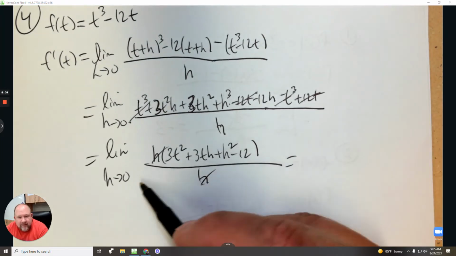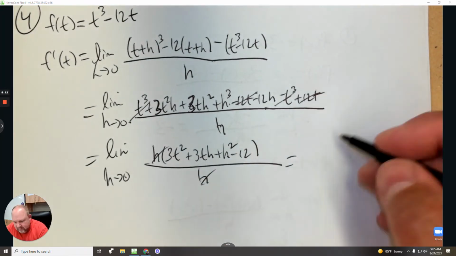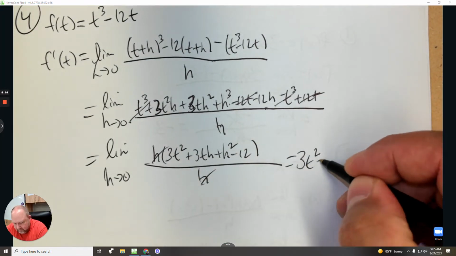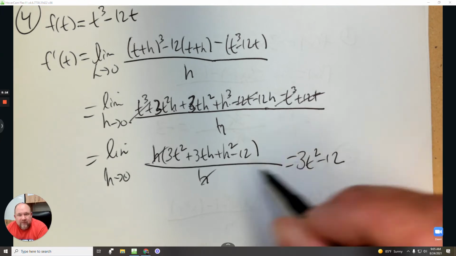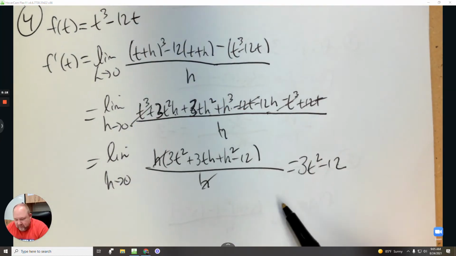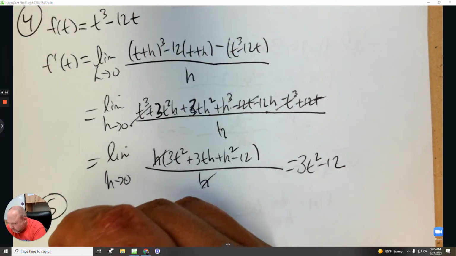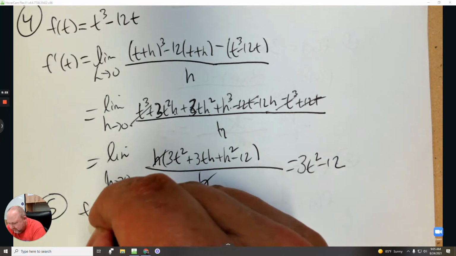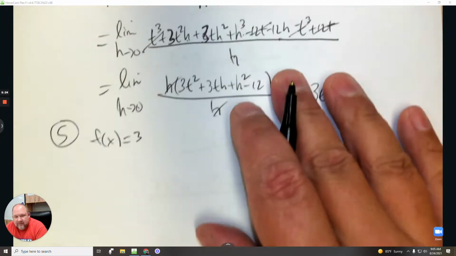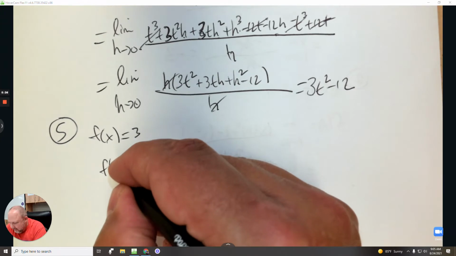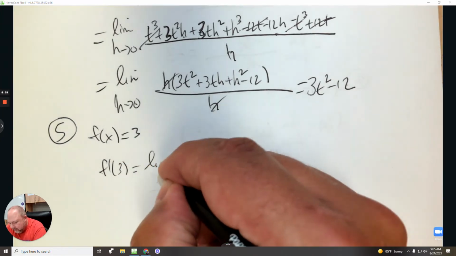Divide out the h, and now plug in 0 for h, so all that's left over is 3t squared minus 12. And if you know the shortcut, you know that's the answer. Number 5. Last one like this. So what would the setup be here? We know the answer. This is what the setup would look like.